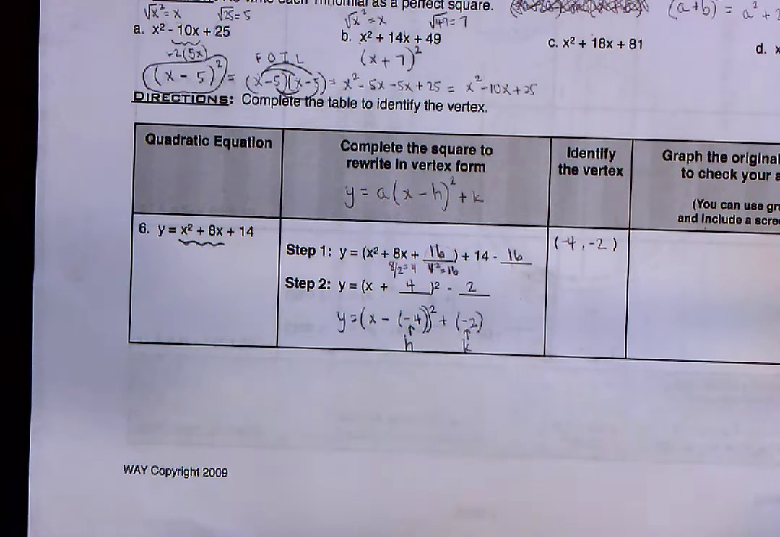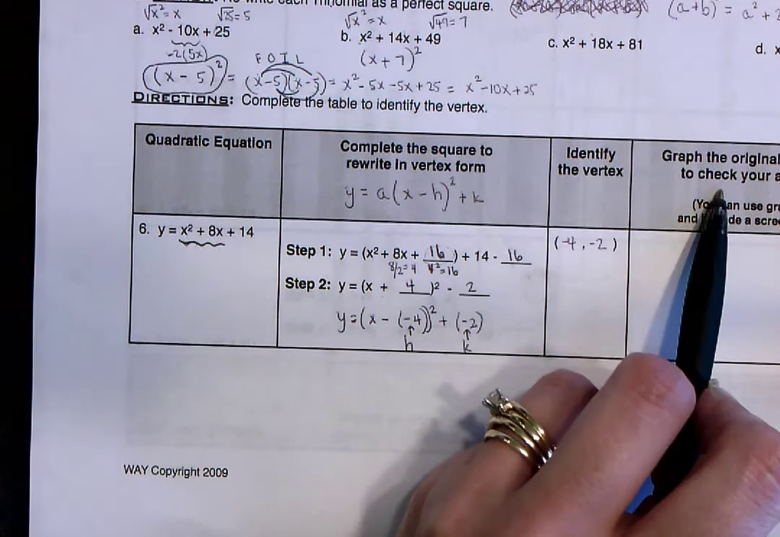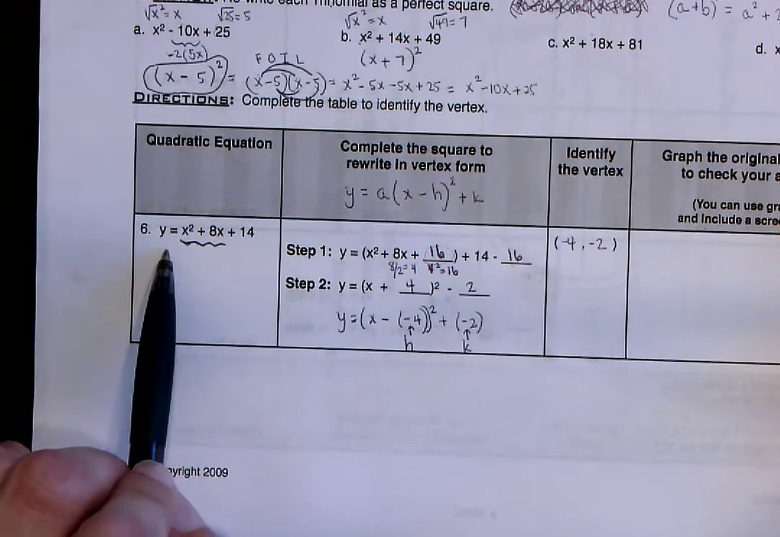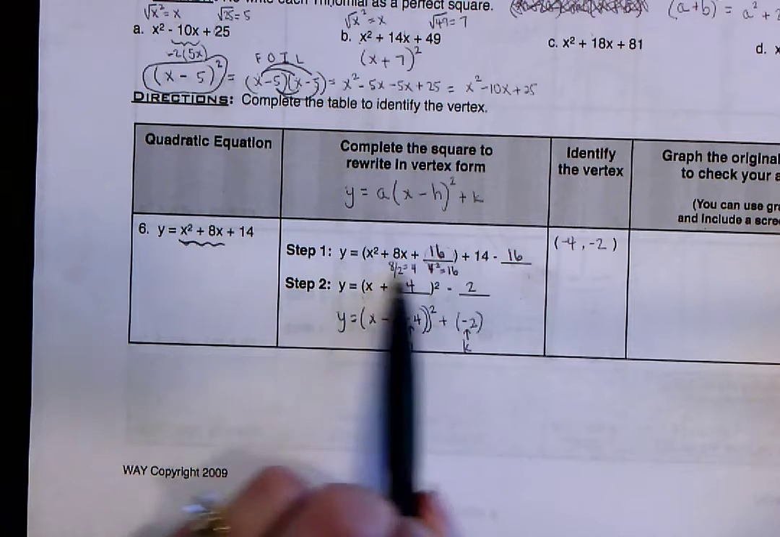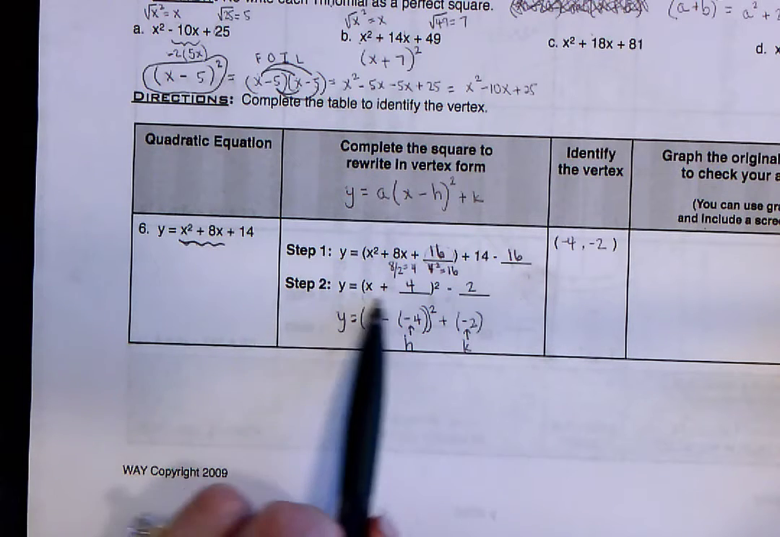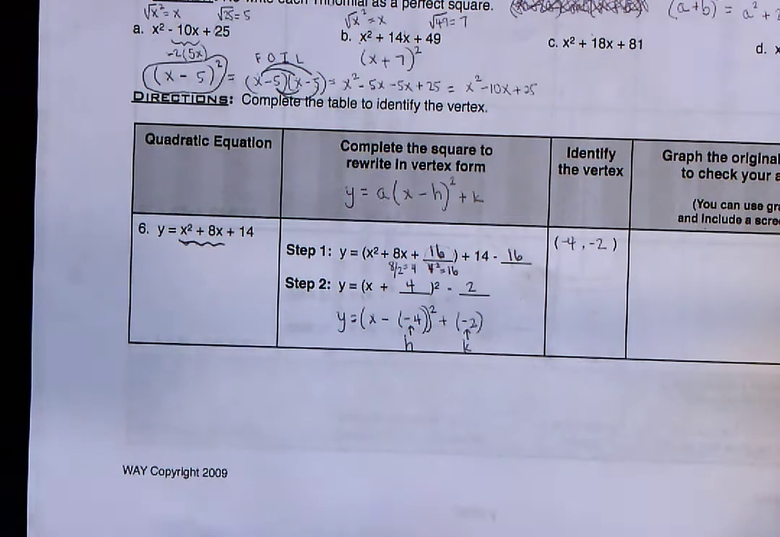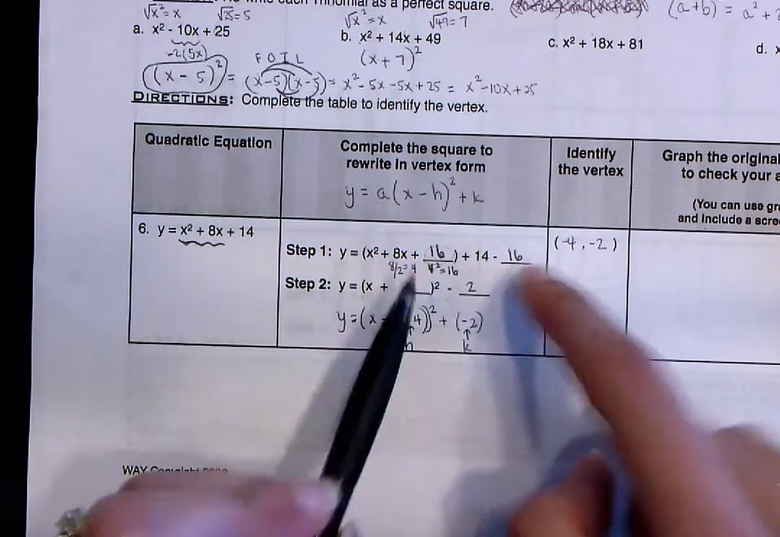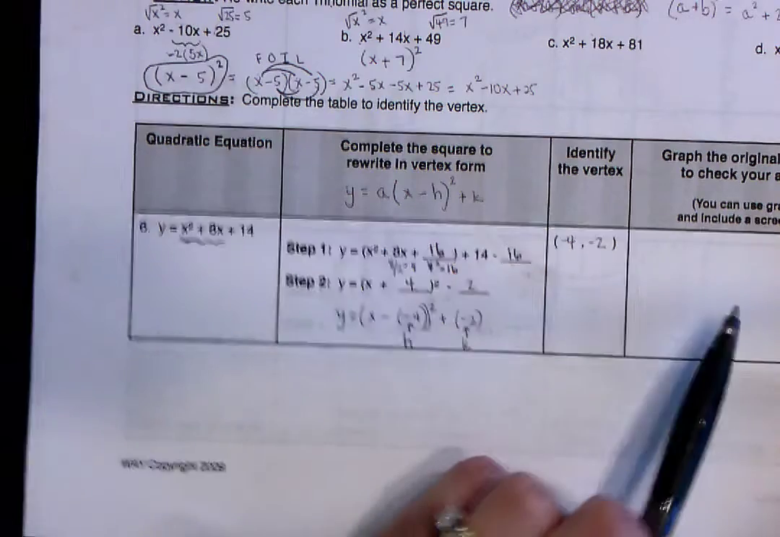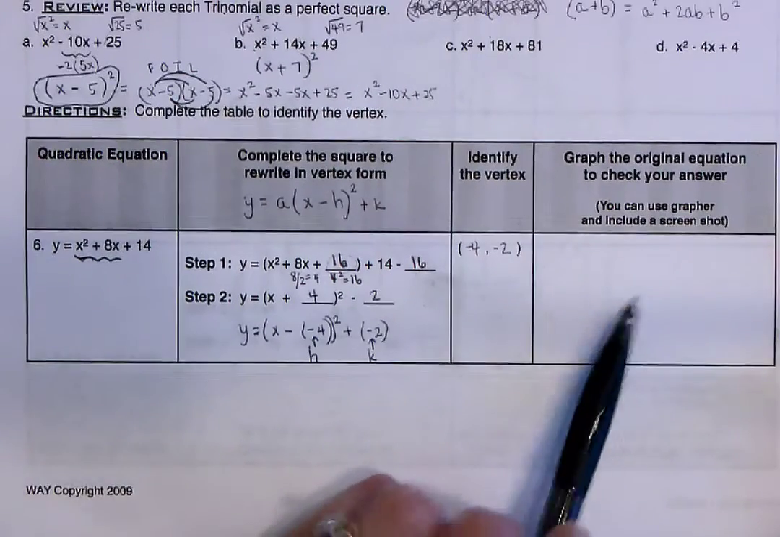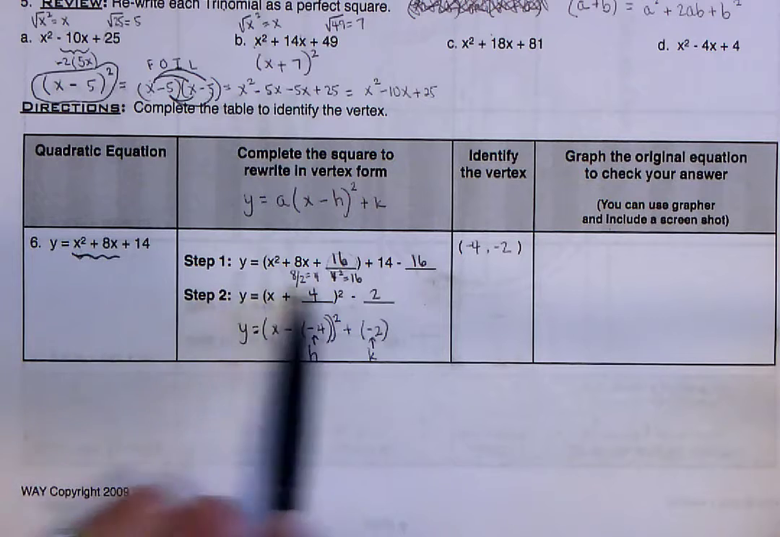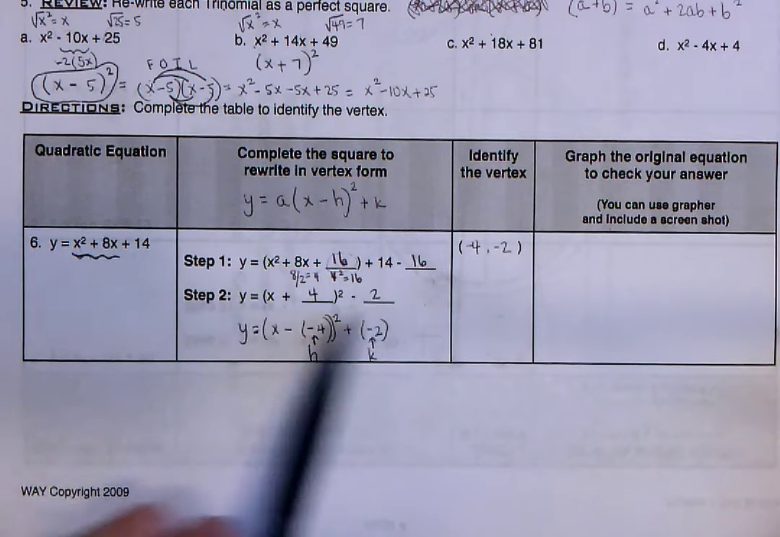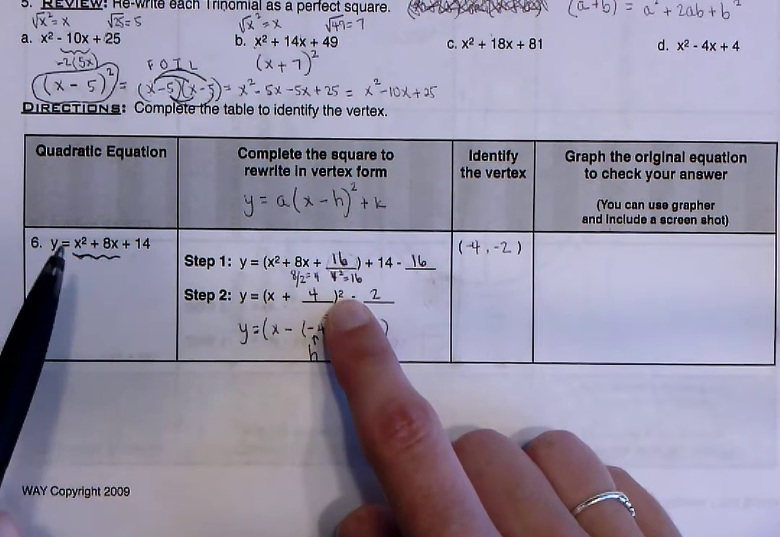Okay, so you're going to do a couple of examples like that. If you graph the original equation, this one back here, and then you graph this equation right here, you should be able to see that they are the same. And that's why it's so important to remember to add and subtract the same value, because you don't want to change the value of the vertex. If they say graph the original equation and graph your answer, the vertex form, you'll see that those are the same quadratic. Okay, we'll do one more.